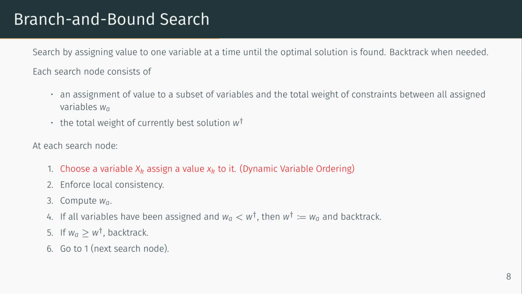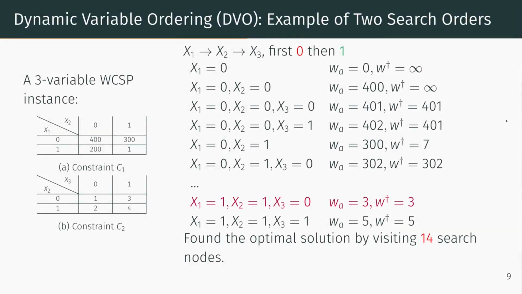Otherwise, if not all variables have been assigned, then if WA is already worse than the currently best node solution, then we backtrack. There's no need to go down further. And after that we go back to 1, which is the next search node. Let's go through an example.